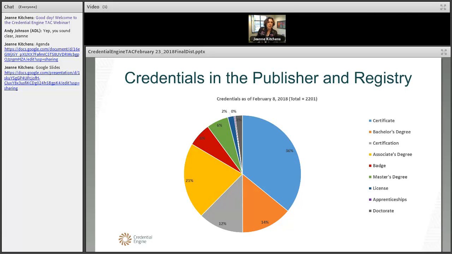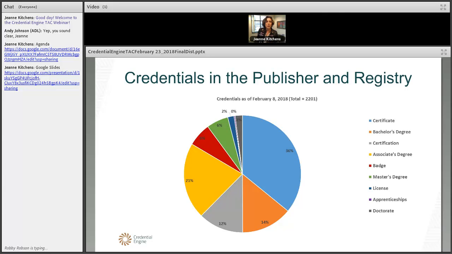So just a real quick update on the credentials in the publisher and the registry. At the last TAC, we talked about all those publishing options and how through the publisher, there's a bulk upload and manual entry. So when I talk about the publisher, it's really encompassing both bulk upload and the publisher and the registry. And as of this graph being created about a week ago, it was 2,201. It's probably increased by now.